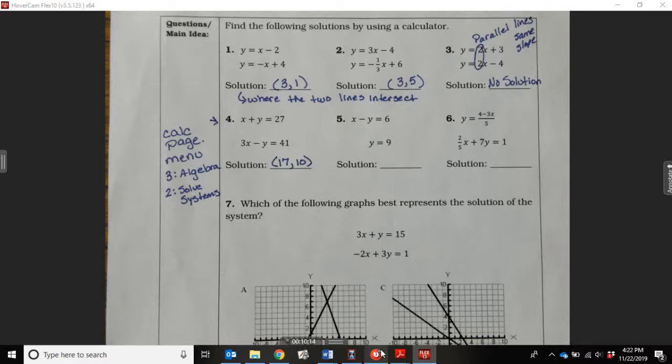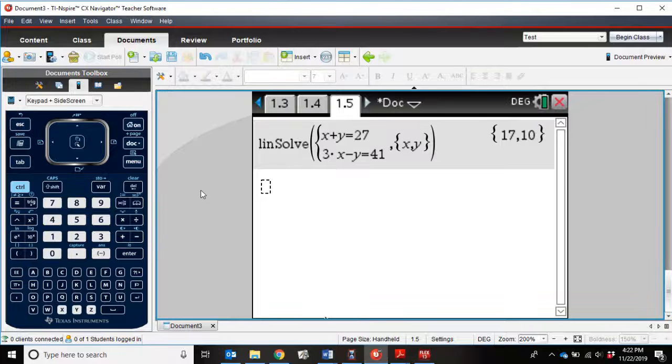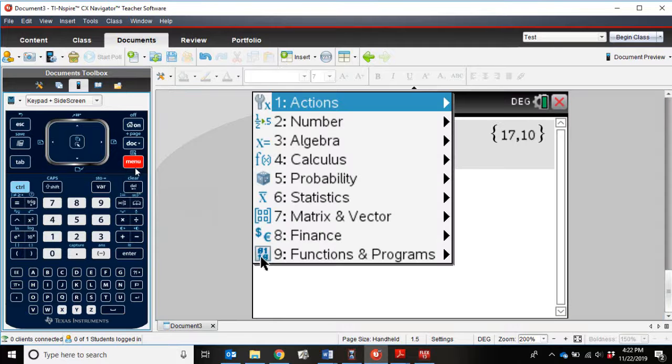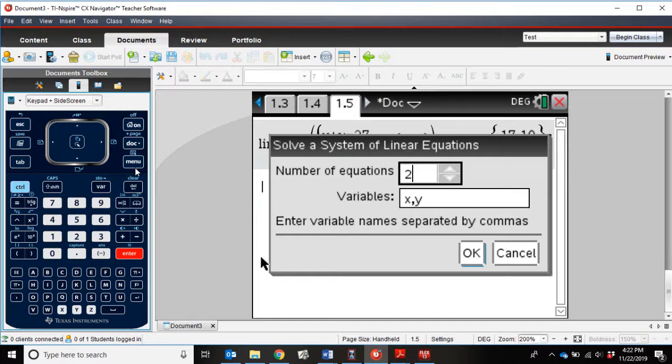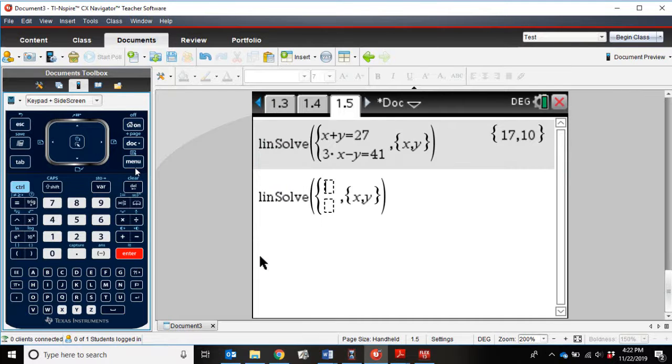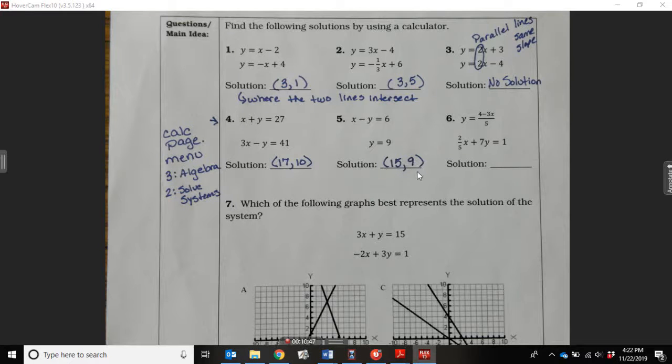And then we're going to do the same thing for number 5. I'm going to go back to the calculator. This time, though, I don't need to go to a new page. I'm just going to press Menu, 3 for Algebra, and 2 for Systems. Again, keep your X and Y for right now. And we're going to write X minus Y equals 6. We're going to scroll down to the second box, put Y equals 9. And then I get my answer of 15, 9. Okay, so I did write that down, 15, 9.